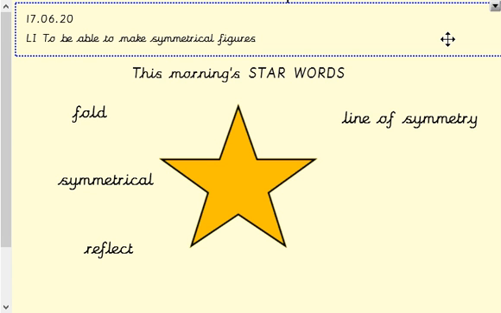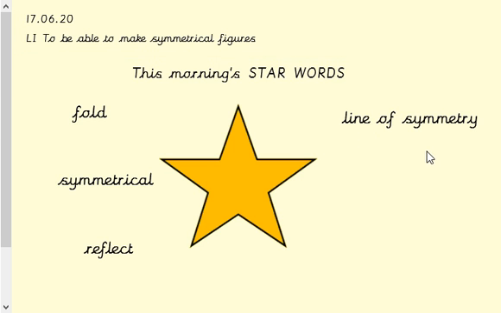Okay, so our learning intention this morning is to be able to make symmetrical figures. Again, I've got some star words for us this morning. We're going to use fold, because we might be needing to fold bits of paper this morning. We've got symmetrical, mirror image, making sure whether a shape is symmetrical or not. Reflect, because that's an important word when we're dealing with symmetry. And at the top here, rather than a star word, I've got a phrase, line of symmetry. That's going to be really important this morning as well.